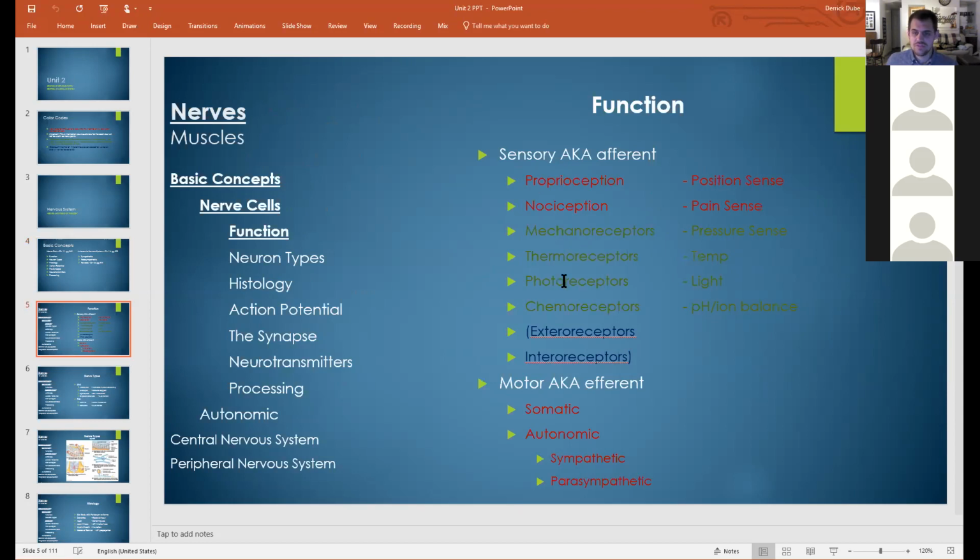Mechanoreceptors, thermoreceptors, photoreceptors, and chemoreceptors are pretty self-explanatory based on the name. The interesting thing you have, so mechanoreceptors and chemoreceptors.